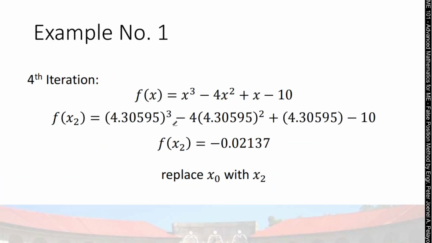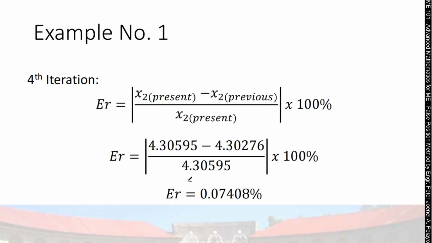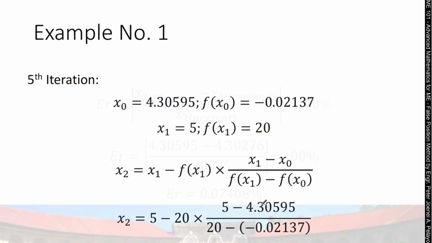So, yun yung substitute natin. X cubed minus 4 times 4.30595 squared plus 4.30595 minus 10. We will get f(X2) is equal to negative 0.02137. So, replace X0 with X2. And then, relative error will be 4.30595 minus 4.30276 all over 4.30595 times 100%, relative error of 0.07408%. So, medyo palapit na.